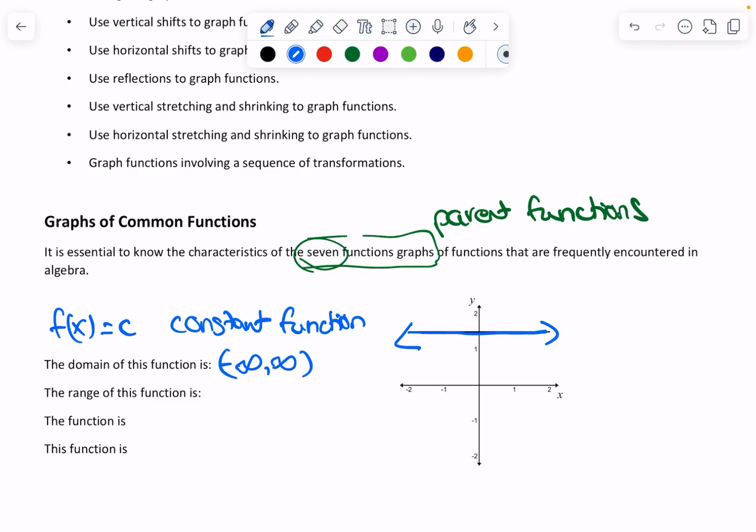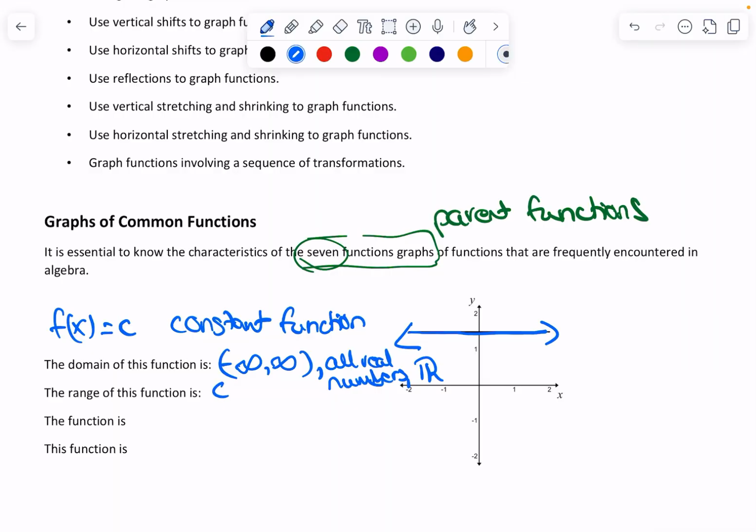We can also say that it is all real numbers, and we can mark that with the R. So it's an R with like a double line on that vertical line when we write a capital R. Okay, the range of this function is going to be whatever C is.